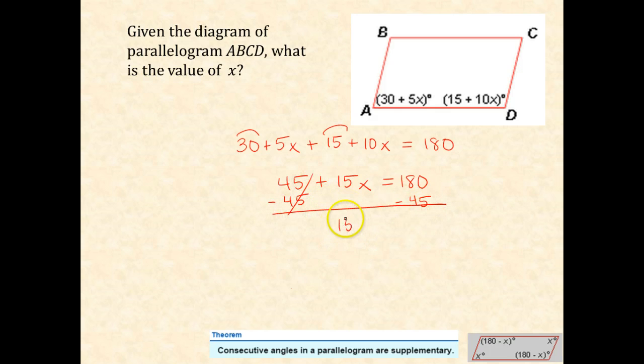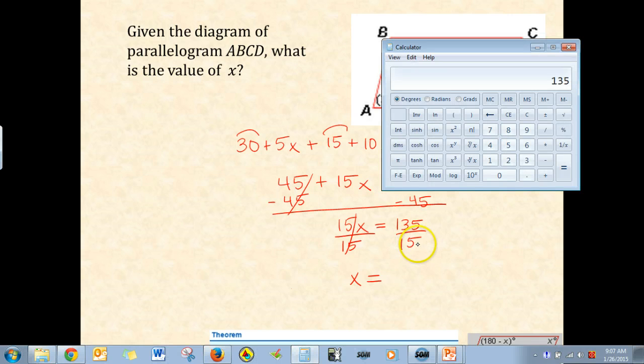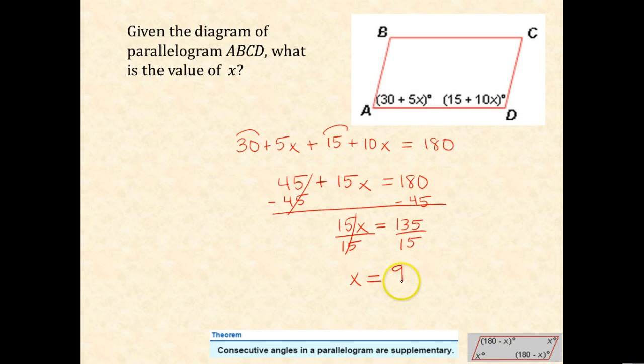So we got 15x equals 180 minus 45, that's 135. Now 15 times x, I need to do the opposite of multiplying by 15, which is dividing by 15. And I get x equals 135 divided by 15. 135 divided by 15 is 9. So x equals 9.